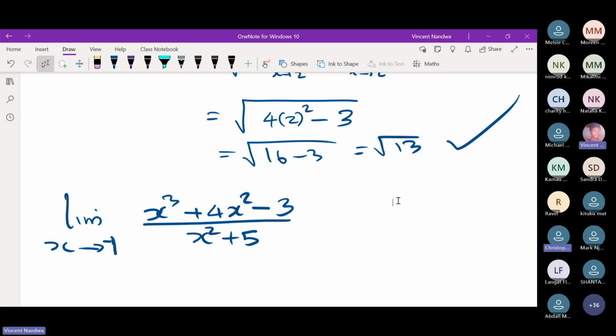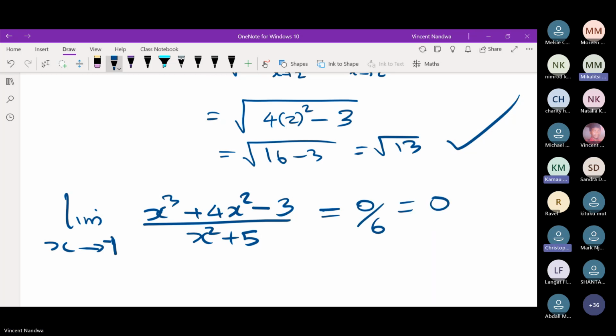What answer are you getting? Negative 3 out of 6. Minus a half? Sure. Any other answer apart from 0 over 6? You should find that when you work out, you get 0 over 6, which is just 0.